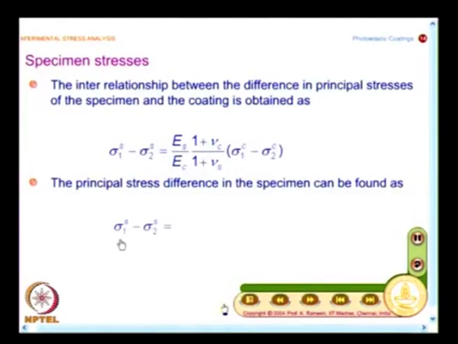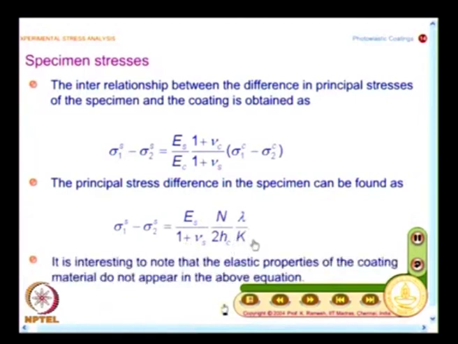So, now what we are going to look at is the principal stress difference of the specimen in terms of the fringe order and the strain optic coefficient k. What I have here is that the elastic constants of the specimen come into the picture, which was not the case in transmission photoelasticity, where I had only N F sigma by h. Here it is N F epsilon divided by 2 h c. F epsilon is replaced by lambda by k, but in addition you also have Young's modulus of the specimen divided by 1 plus nu s.